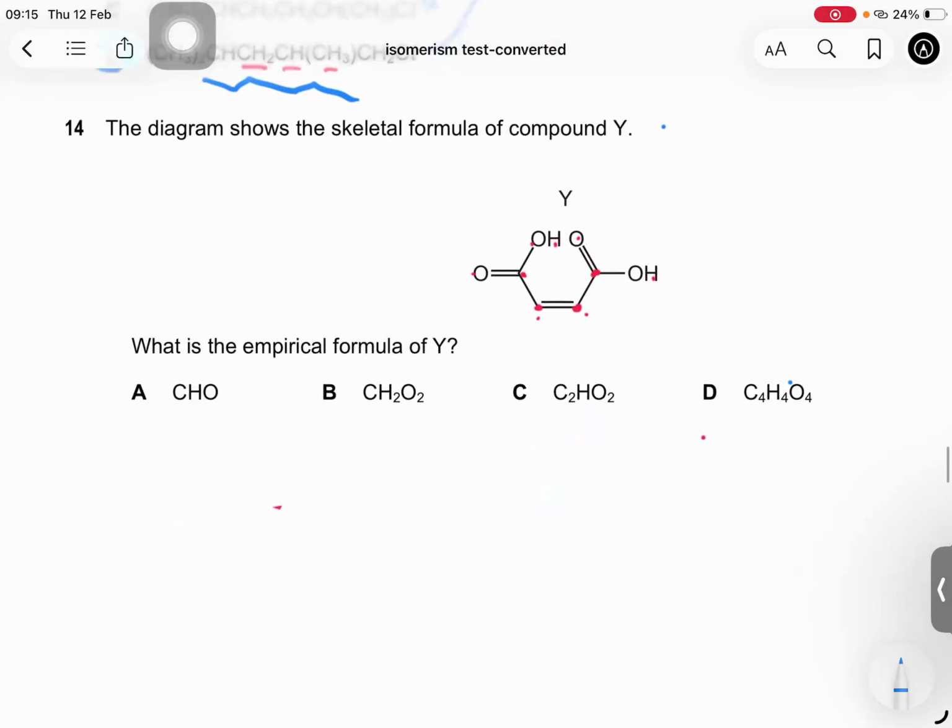The diagram shows the skeletal formula for the compound Y. What is the empirical formula? The method is the same: you have to determine the molecular formula and then simplify it. For example, here you see this carbon, this carbon, this carbon, this carbon, so how many carbons are there? 4. How many hydrogens? 1, 2, 3 and 4. And how many oxygens? 4. So CHO is the empirical formula. Then if we simplify it, the empirical formula comes, right, okay, here you go.